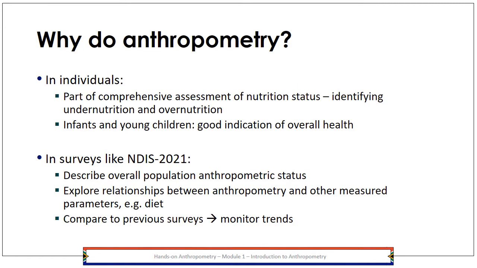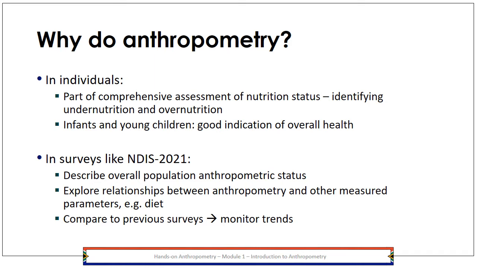There are many reasons to do anthropometric assessment. When we are assessing an individual, anthropometry is an important part of evaluating that person's overall nutrition status, and it helps us to identify undernutrition or overnutrition. Additionally, in infants and young children, anthropometry can also be a good indicator of their overall health.